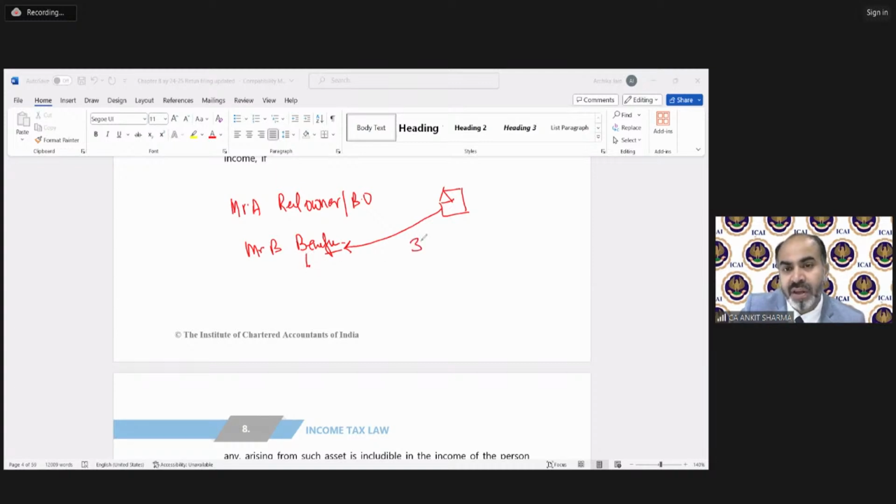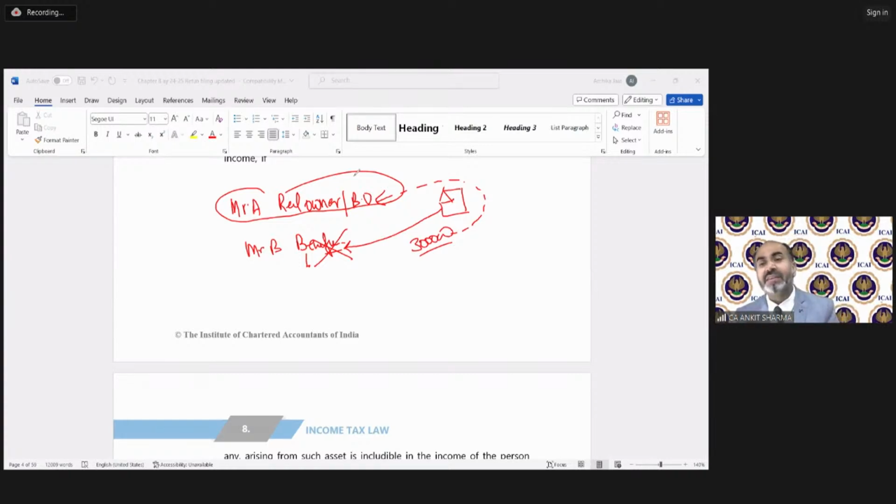If any income is derived from this asset by the beneficiary, he has to file his income tax return. Suppose an income of 3 lakh is received by Mr. B as a beneficiary. So he has to file an income tax return. But if this 3 lakh is not taxable in the hands of Mr. B, but is going to be taxable in the hands of Mr. A, then he is not required to file a return. So a beneficiary needs to file a return when he is receiving or accruing income directly or indirectly into his hands. But if that income is already included in the hands of the beneficial owner, then the beneficiary does not need to file an income tax return.